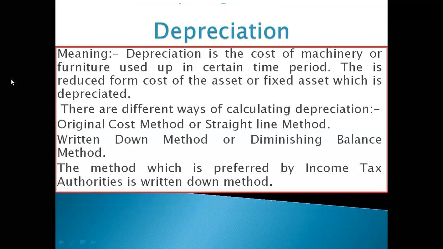So the next thing to be studied about is depreciation. Depreciation is the cost of machinery or furniture used up in a certain time period. This is reduced from the cost of the asset or fixed asset which is depreciated. There are different ways of calculating depreciation: original cost method or straight line method, written down value method, or diminishing balance method. The method which is preferred by the income tax authorities is the written down method.